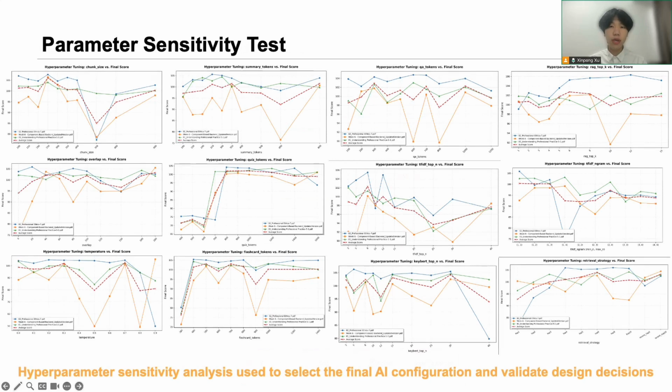After building the AI framework, I carried out extensive hyperparameter tuning. I tested different values for chunk size, retrieval settings, token limits, overlap, temperature, and other parameters. These experiments helped me identify the best parameter configuration and provide objective evidence to support the final AI design instead of relying on trial and error.